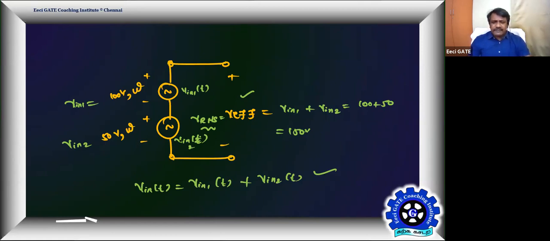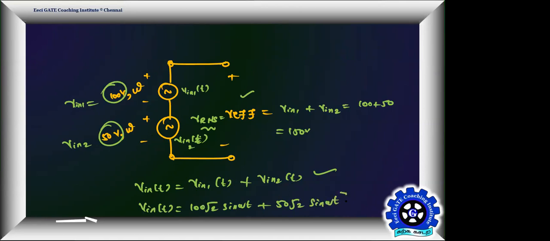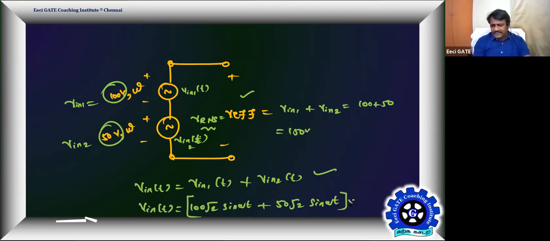Just add them. Then you know what is the peak of V in 1? What is the peak value? It's RMS 100. It's RMS 50. So go with their peak values. Then V in of t is equal to V in 1 with a peak of 100 root 2 sine omega t. Agree, everyone? Getting? Yes, sir. Then the second one, 50 root 2 sine omega t, because they are just in series aiding.